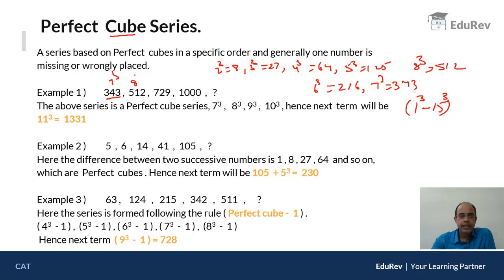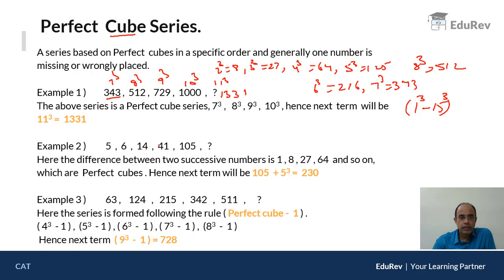512. It is 8 cube. 729. It is 9 cube. 1000 is 10 cube. The next should be 11 cube, which is 1331. Fine. It should be at the tip of your tongue. Then only you will be able to solve such type of questions. Otherwise, it becomes a very, very difficult question. Fine, guys? Then question mark will be putting 1331.